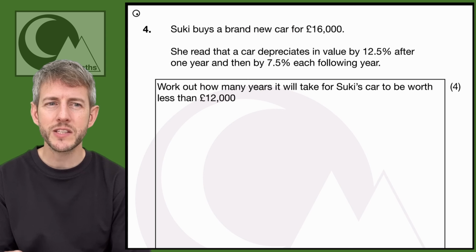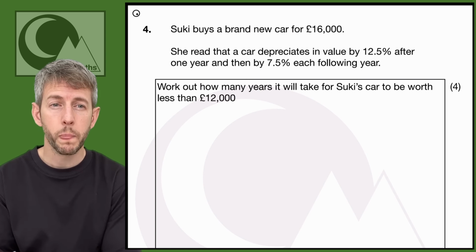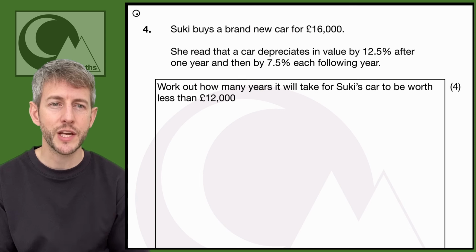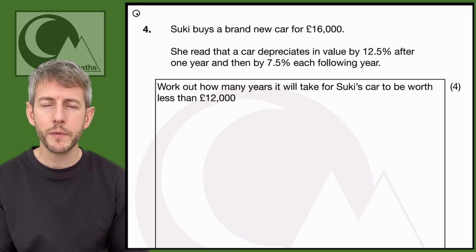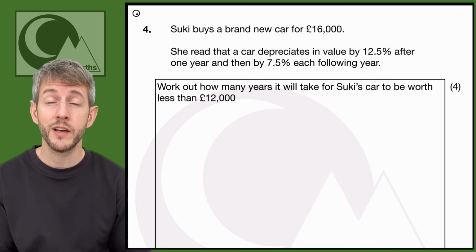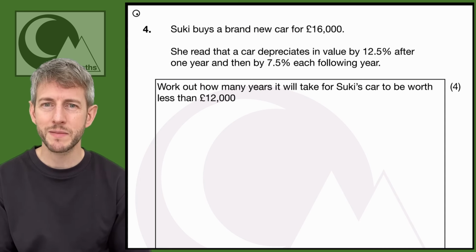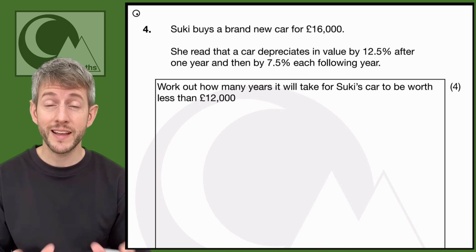Okay, so here we go. For this question, it says, question 4. Suki buys a brand new car for £16,000. She read that a car depreciates in value by 12% after 1 year and then by 7.5% each following year. Work out how many years it will take for Suki's car to be worth less than £12,000. So for this question, I am going to use my decimal equivalent percentage multipliers, because it's the calculator paper, and this is by far the fastest route.